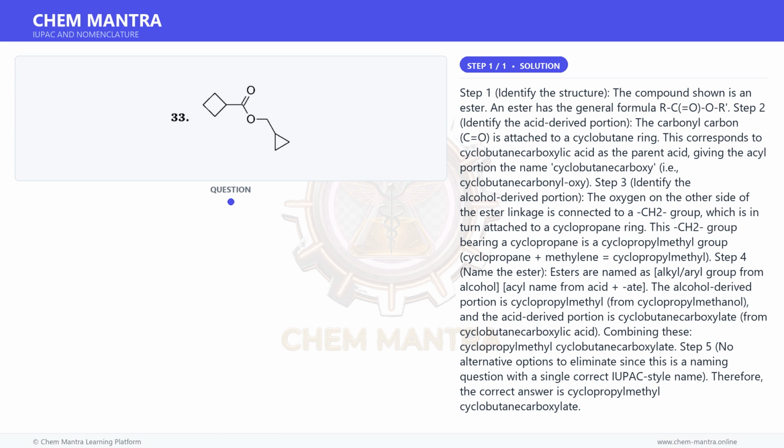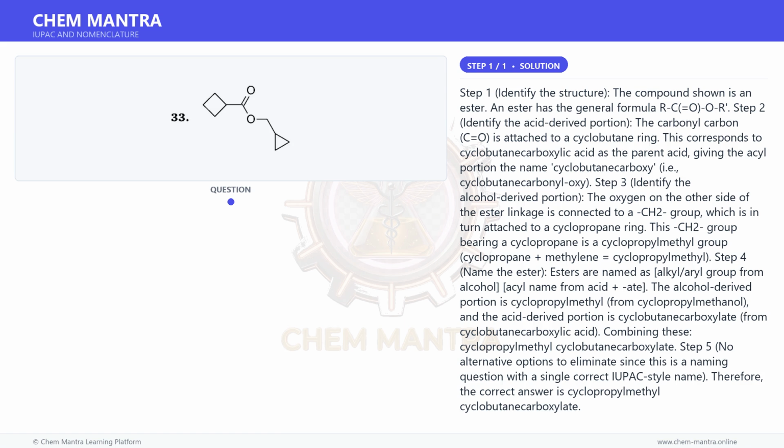Step 2. Identify the acid-derived portion. The carbonyl carbon, C=O, is attached to a cyclobutane ring. This corresponds to cyclobutanecarboxylic acid as the parent acid, giving the acyl portion the name cyclobutanecarboxy, i.e., cyclobutanecarboxylate.